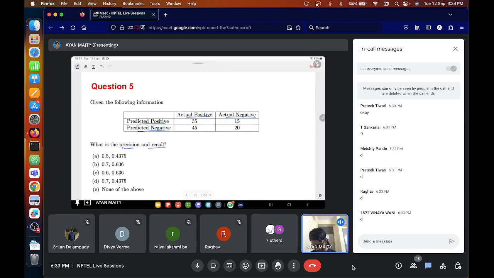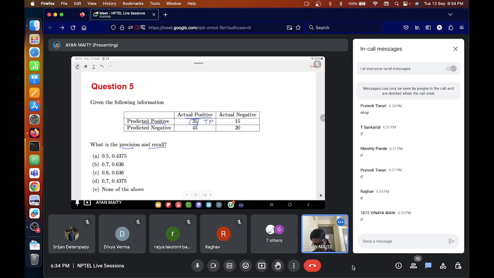So for this question, from this table, first you have to find out the value of true positives. True positive basically means the number of examples which are actually positive and also predicted positive. So this is 35. So this is the value of TP, true positives.